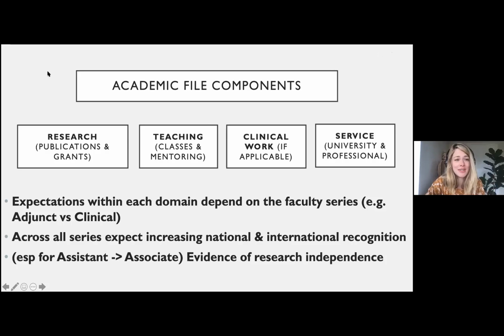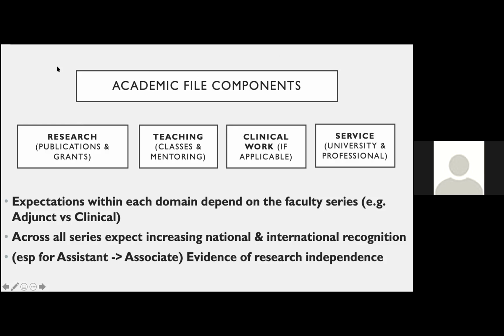So your university will have different expectations. Within the University of California, even the UC system, the expectations will depend on what series you're in. So are you in a clinical series, or are you in an adjunct research series? If you're in a clinical series, there is more emphasis on your clinical activities and slightly less emphasis on your research, for example, although you are still expected to have some amount of activity in all of these domains. But the amount of activity depends on the series.